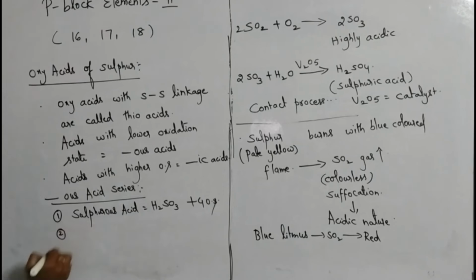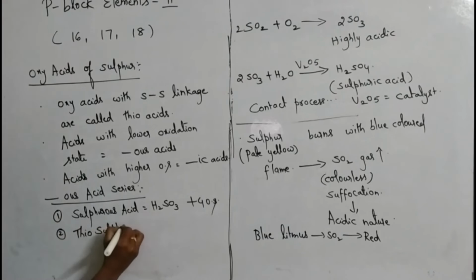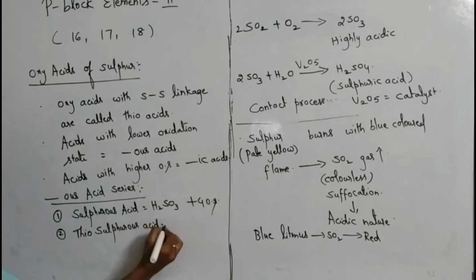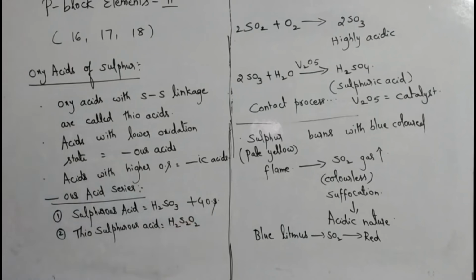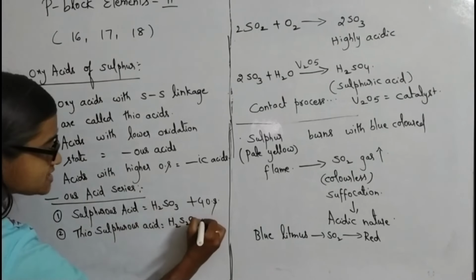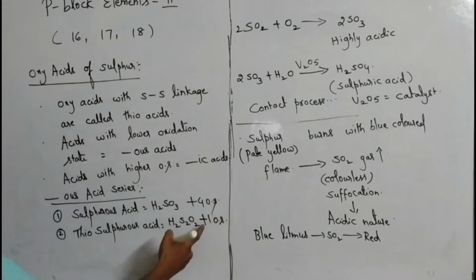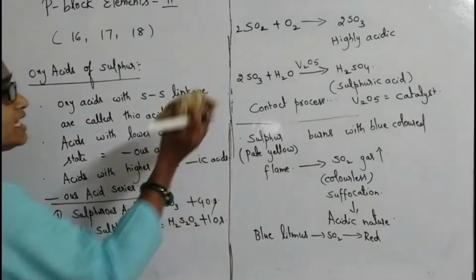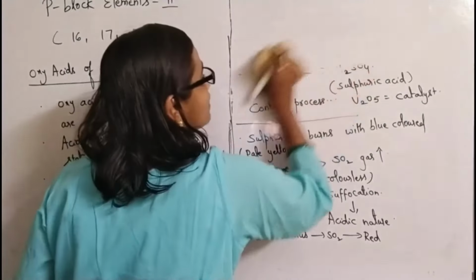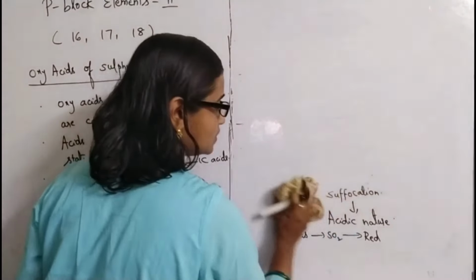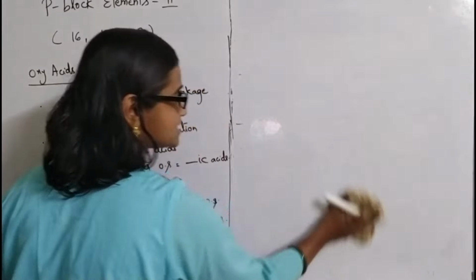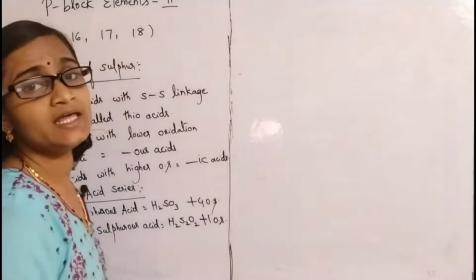Next, the second one, thiosulfurous acid, that is H2S2O2. Here the oxidation state of sulfur is +1. Like that, ic acids are also there, like how I told you about sulfuric acid.